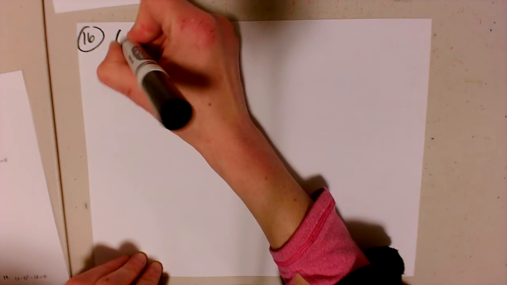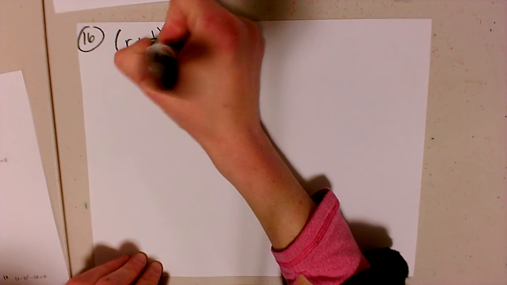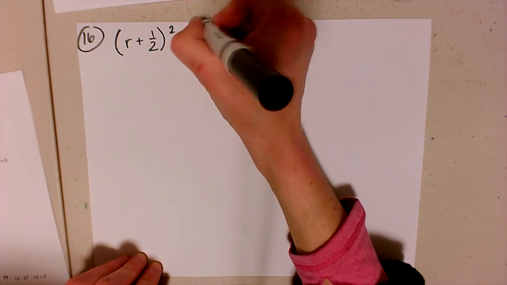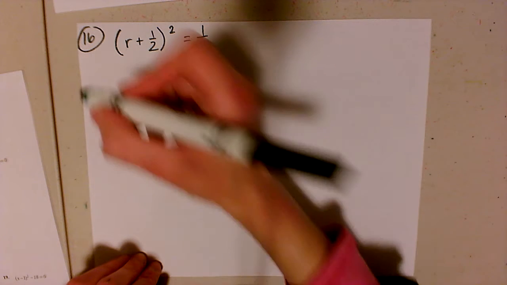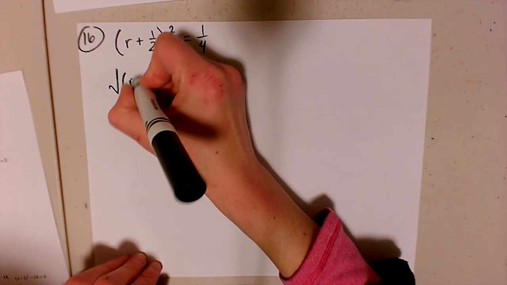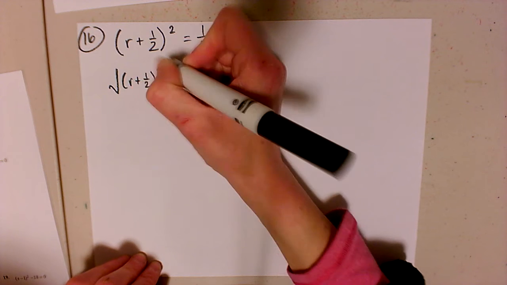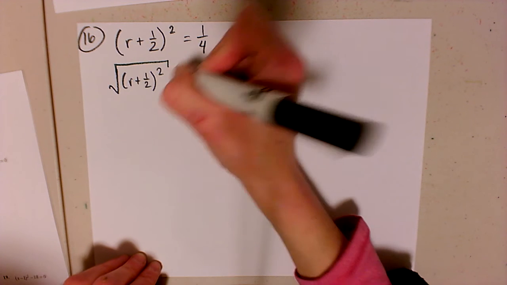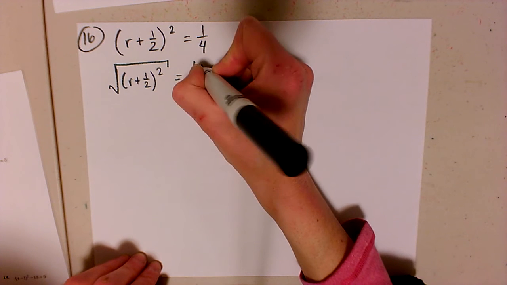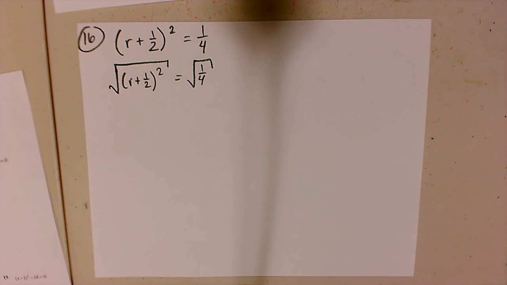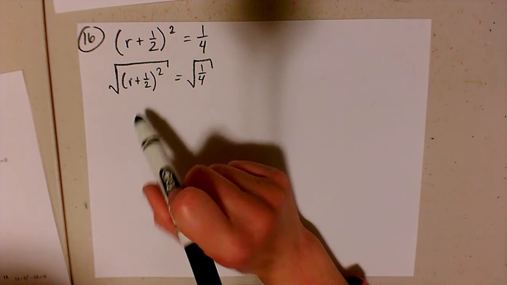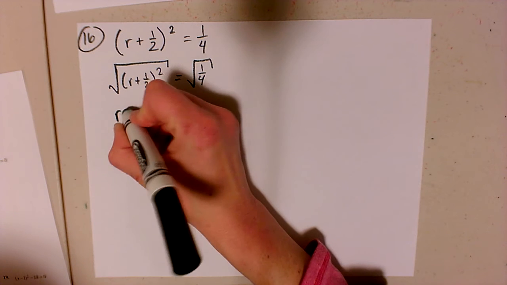So for 16, I have r plus 1/2, the whole thing squared, is 1/4. Okay? So we'll go ahead and take the square root of both sides, right? The variable that we want to solve for is locked up in the parentheses that are squared, and so the only thing that we can do is to take the square root of everything. So the square root of something squared is just itself, so that's just going to be r plus 1/2.